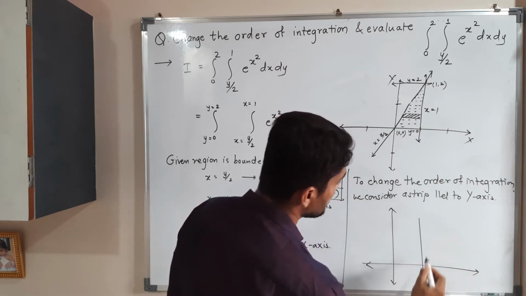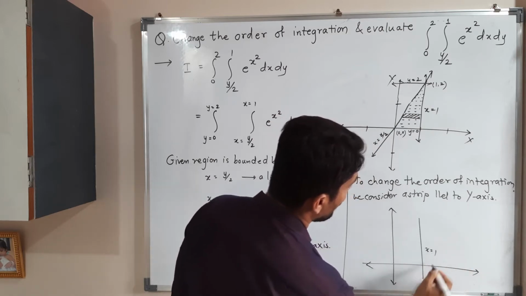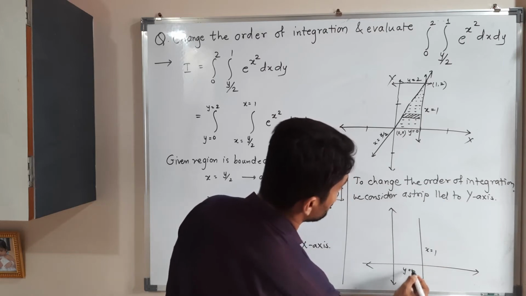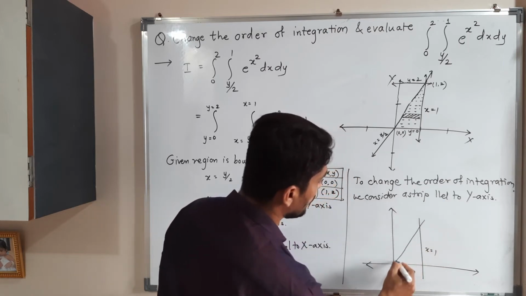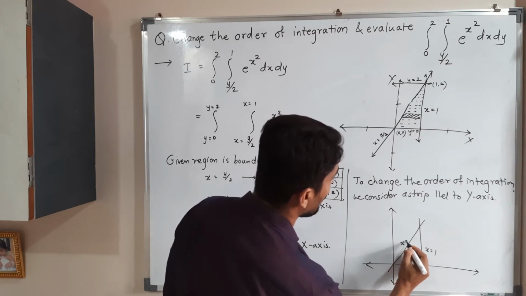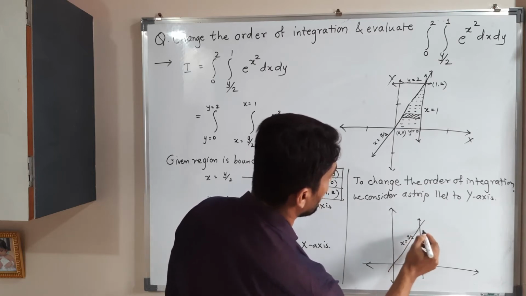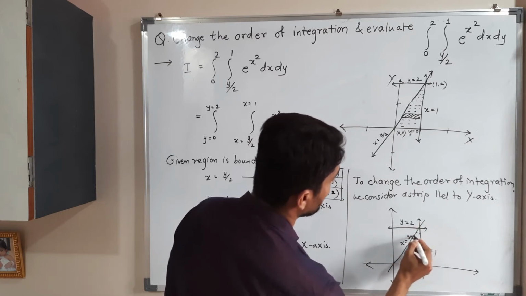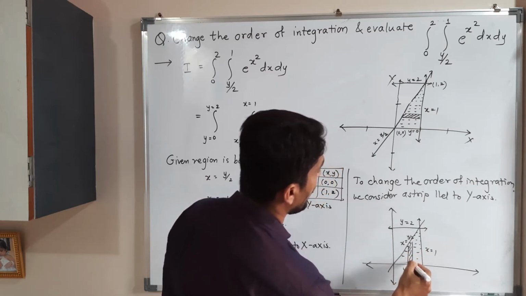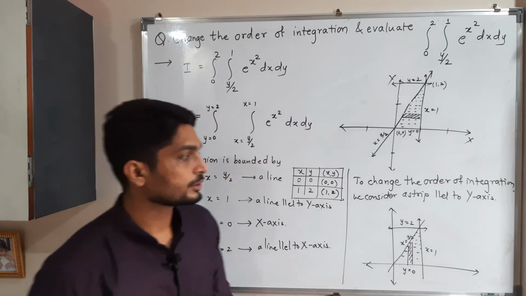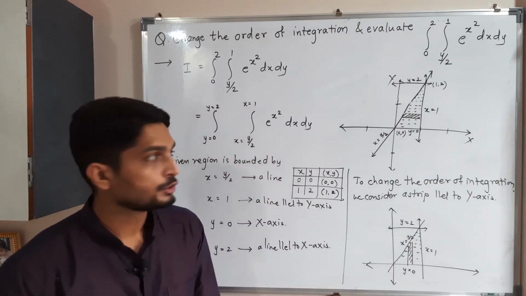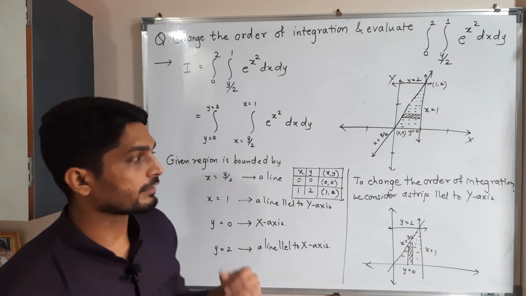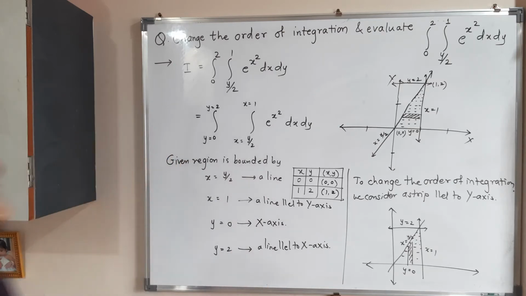See, this is the line x is equal to 1. This is y is equal to 0, and this is the line x is equal to y by 2. And this is the line y is equal to 2, and this is the region again. The region is the same, there is no change. So simply we have to consider a strip parallel to the y-axis. Because we have considered a strip parallel to the y-axis, the limits will change. So make a screenshot of it and after that we will go further.